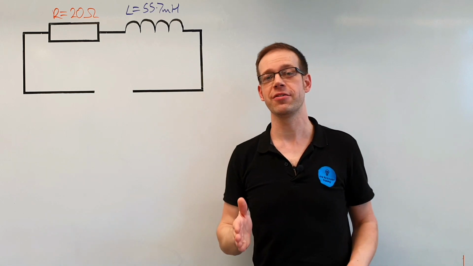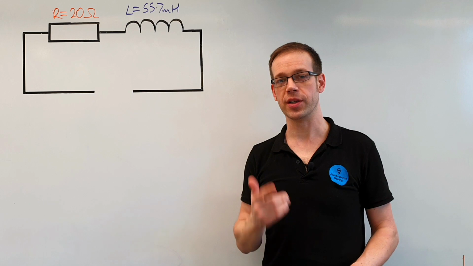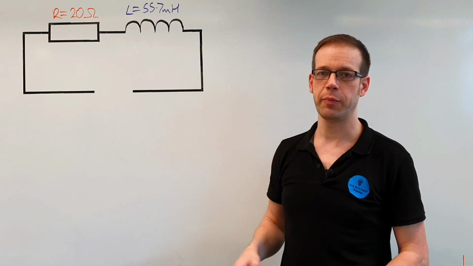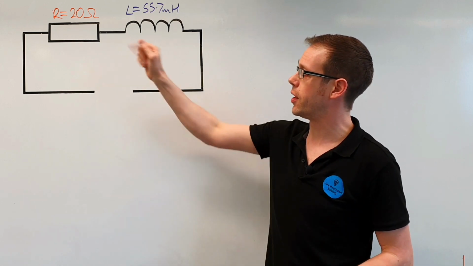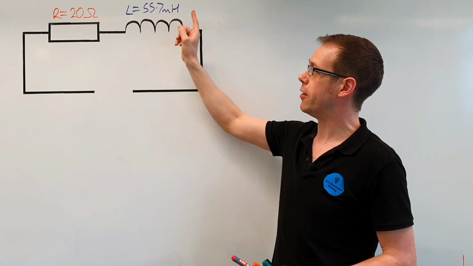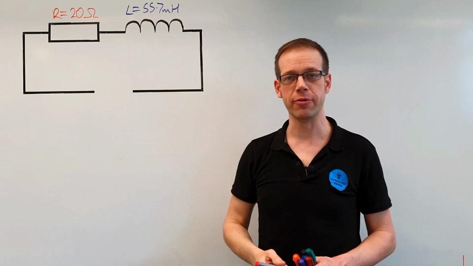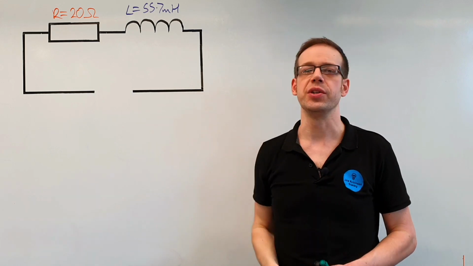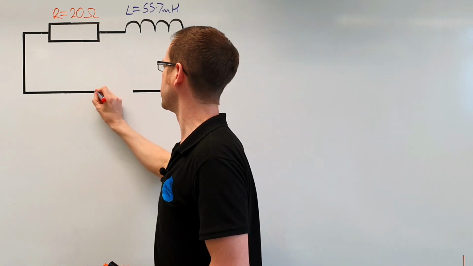Now, it's important when you're answering questions like this to extract as much information from the question as you possibly can. So if we start off by looking at this, we can see we've got here a 20 ohm resistor, so we know that R is equal to 20 ohms, and we've got a 55.7 millihenry inductor, so L equals 55.7 millihenries. But in reading the wording of the question, we're also told that we've got a voltage of 240 volts. So we'll put that in there.